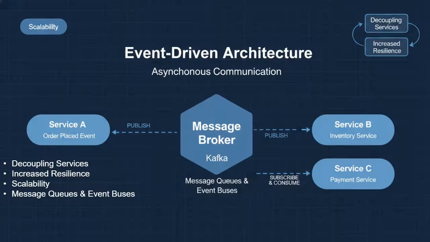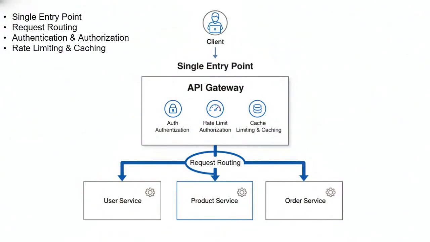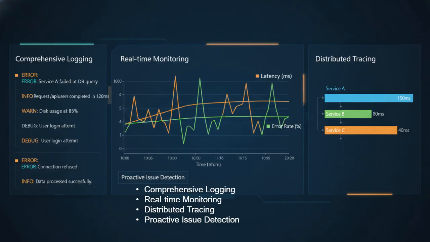This simplifies client-side development, improves security, and enhances system performance and maintainability by offloading common cross-cutting concerns from individual services. It's an indispensable component for managing external interactions in a microservices ecosystem. Next, we have best practice number 5, prioritize observability.